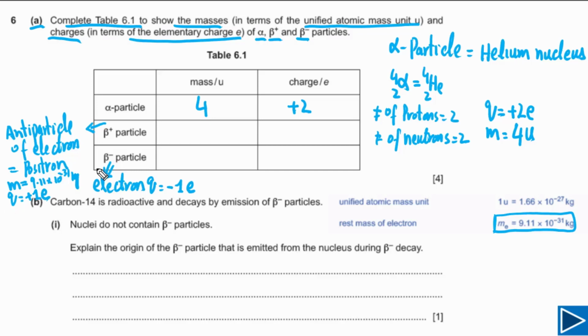So this is what we need to understand about beta plus and beta minus particle. For example, charge on beta plus is simply plus 1e and the charge on electron is minus 1e. So simply we can write down here. Now we need to write down this mass in terms of u. So the mass we have in kgs and 1u is also given. This is given in the data table, you can check this one. So now we need to convert kgs into u.